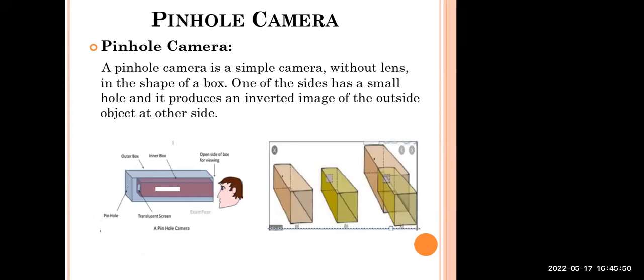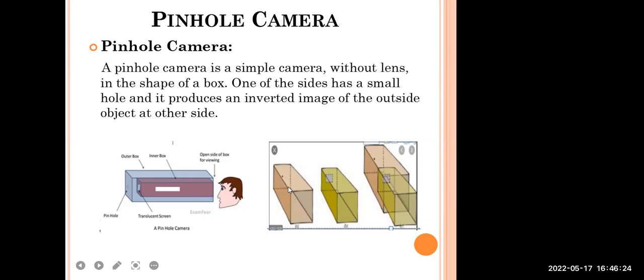Now we are going to see the pinhole camera. Basically, it's an optical device, and this pinhole camera will form an image of the object which is present in front of it without using any lens or any mirror. Okay, so a pinhole camera is a simple camera without a lens in the shape of a box. Here we can see in the figure, it is in the shape of a box. Here you can see there are two rectangular boxes. One is a smaller box and the other is a bigger box.